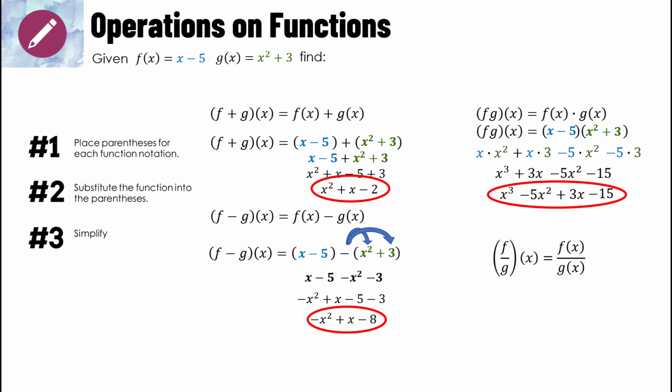For this one, we're dividing. Same rules. I'm going to put a parentheses for my f of x and a parentheses for my g of x. F of x is x minus 5. G of x is x squared plus 3. Now when I simplify this one, we're just going to end up with x minus 5 over x squared plus 3.